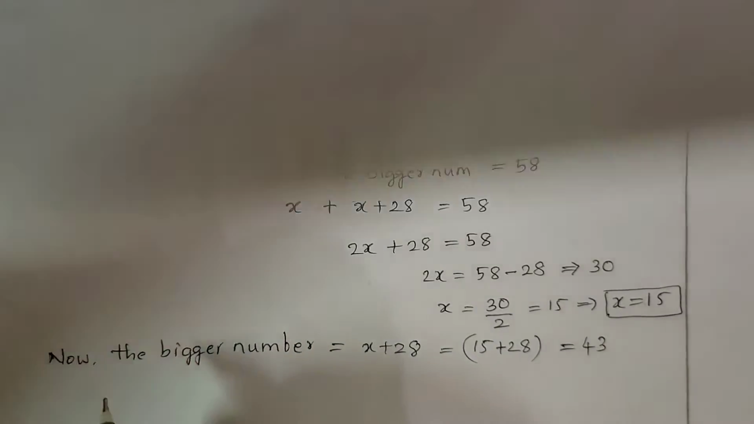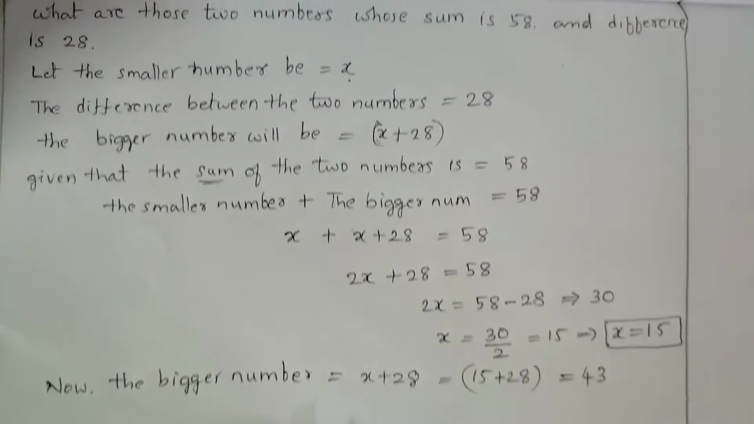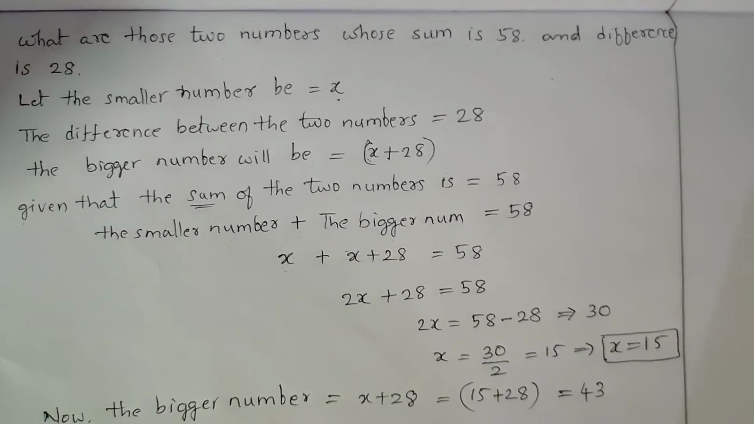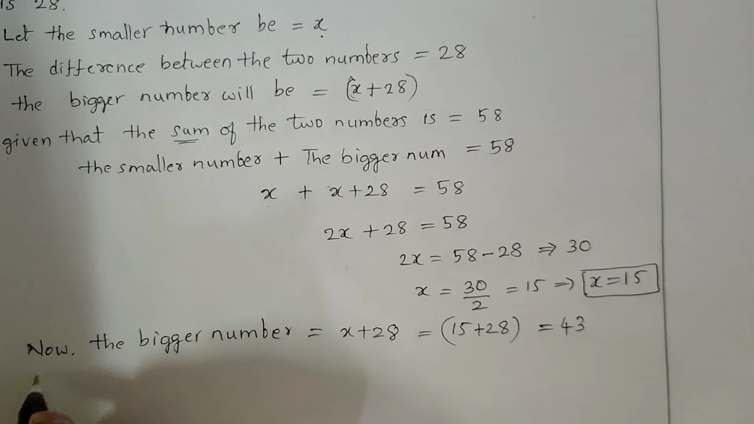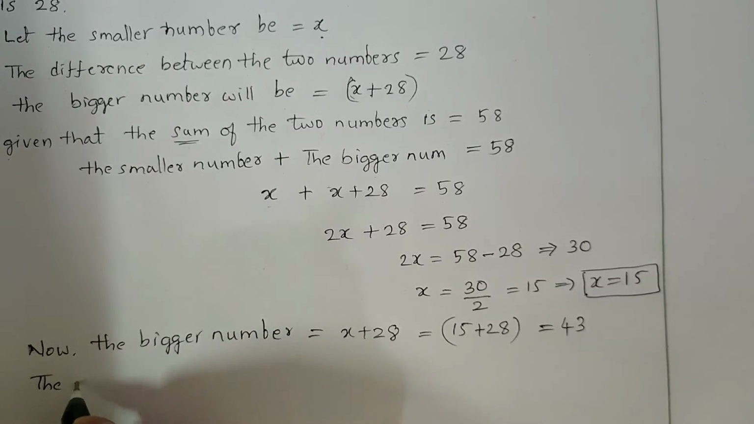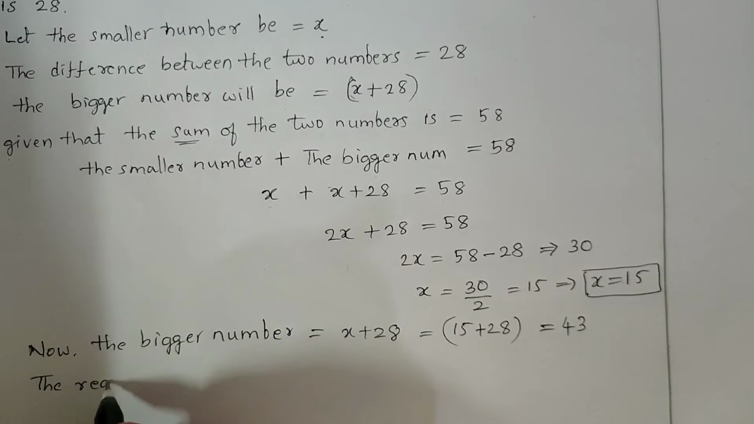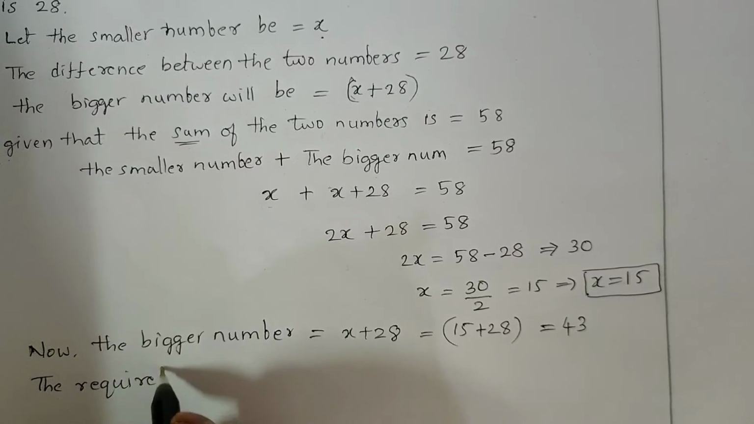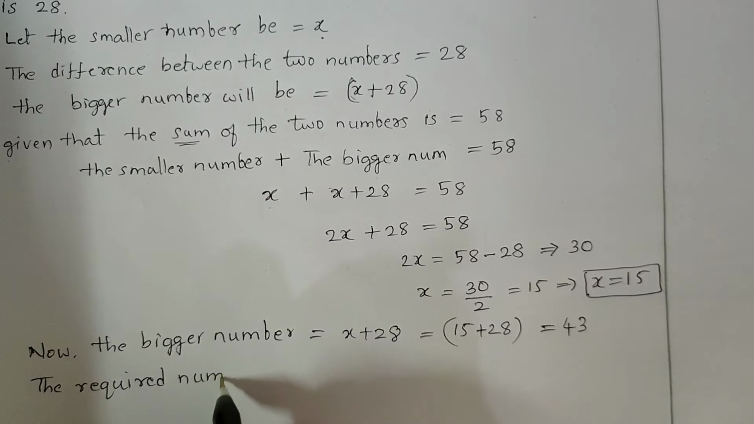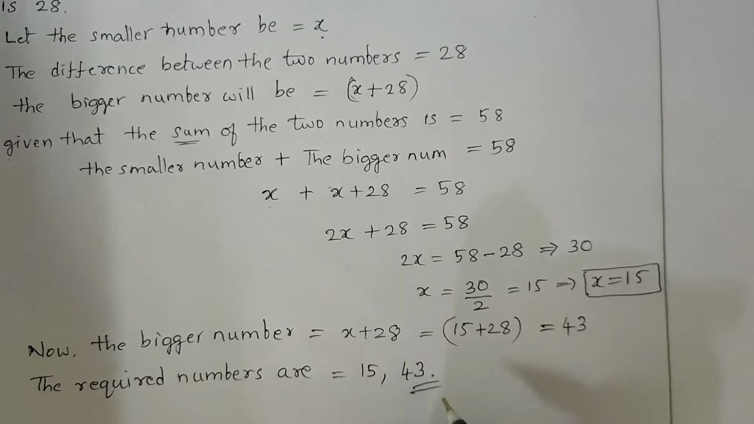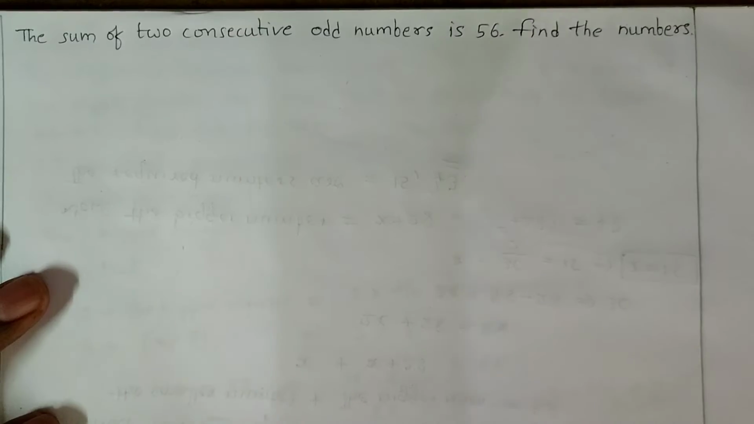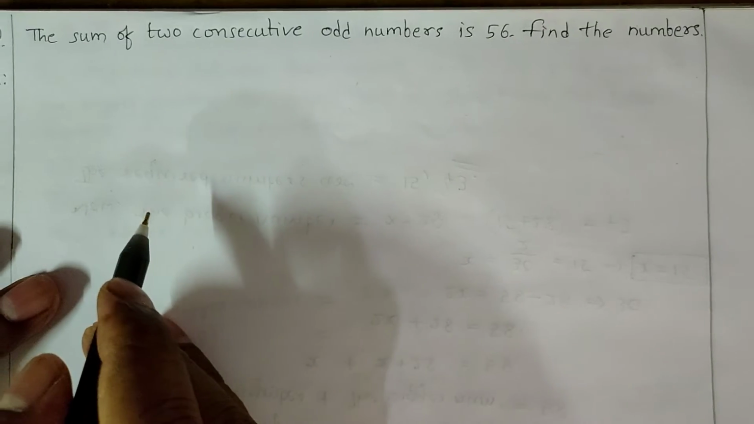So let us write the required numbers. The required numbers are 15, 43. That's it. Okay, let's move on to the fourth sum.